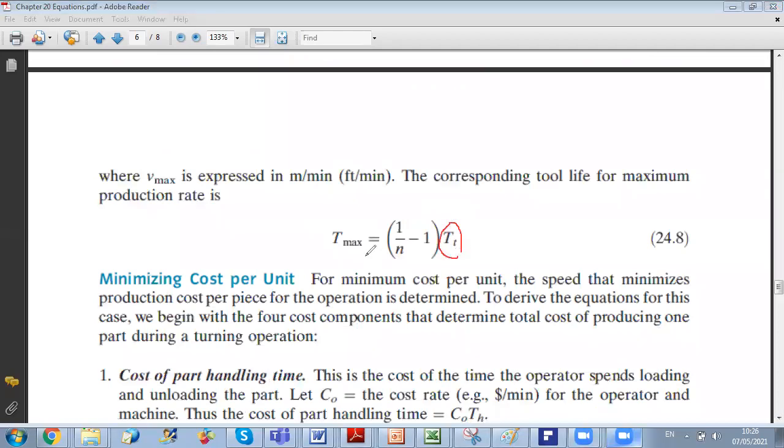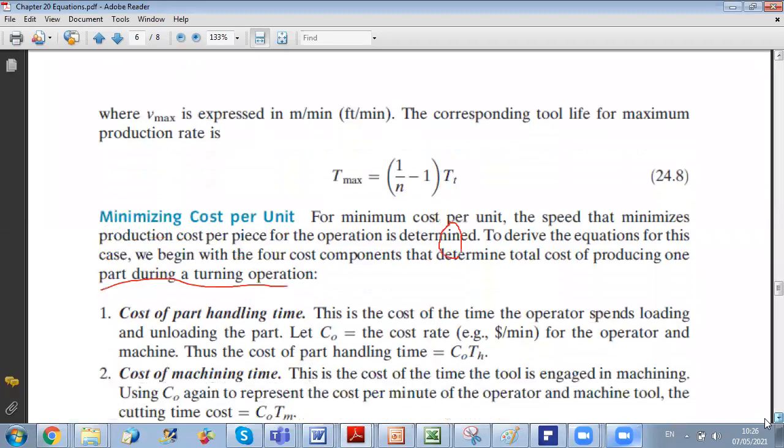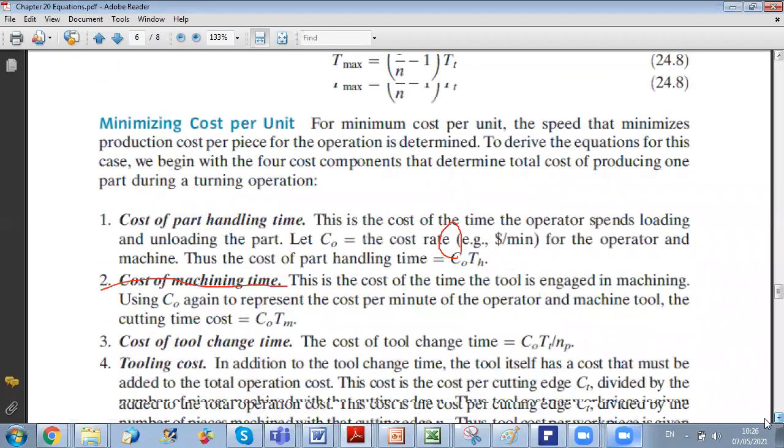Okay. Now, we will perform the same analysis, but now to minimize the cost per unit product. So now the criteria is different, is to minimize the cost, but the analysis will be similar. So first we should determine what are the different factors contributing to the cost of operation.